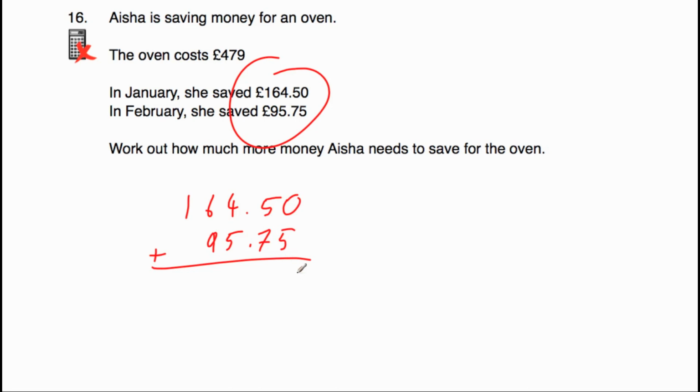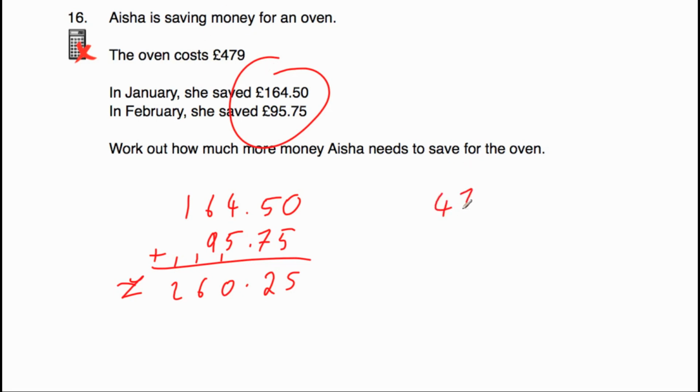So 0 plus 5 is 5. I'll just put my decimal point beneath the others. 5 plus 7 is equal to 12, so put our 2 down and carry our 1. 4 plus 5 is equal to 9, plus 1 is 10, so put our 0 down and carry our 1. 6 plus 9 is equal to 15, plus 1 is 16, so put our 6 down and carry our 1. And 1 plus 1 is equal to 2. So Aisha so far has saved £260.25. Now she needs to save £479.